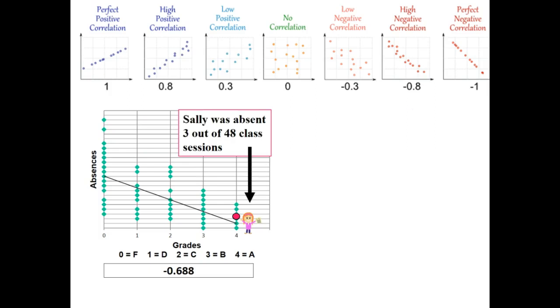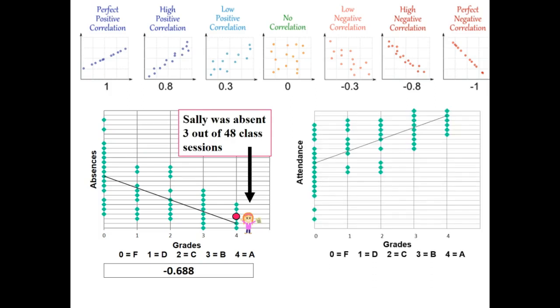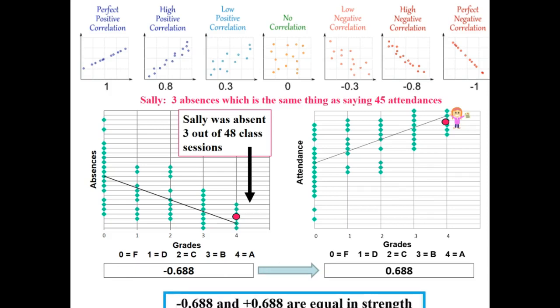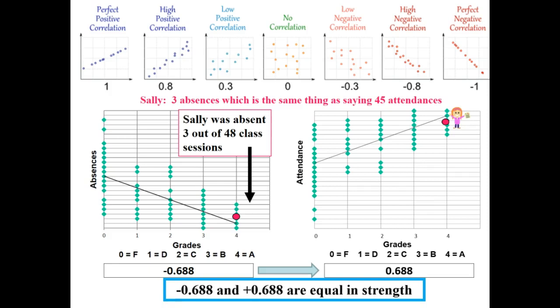If we plotted attendance instead of absences, the scatter graph is flipped upside down. Saying Sally was absent 3 out of 48 class sessions is the same as saying Sally attended 45 out of 48 class sessions. The correlation between attendance and grades is positive. It is the opposite direction of absences and grades, but is the same exact strength or magnitude.